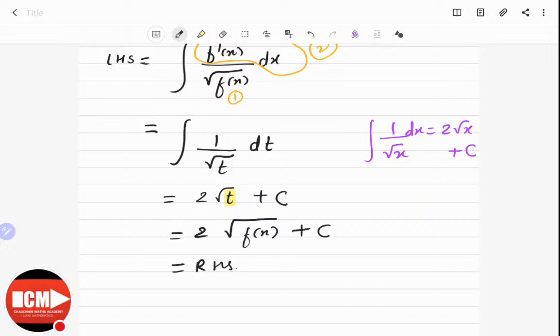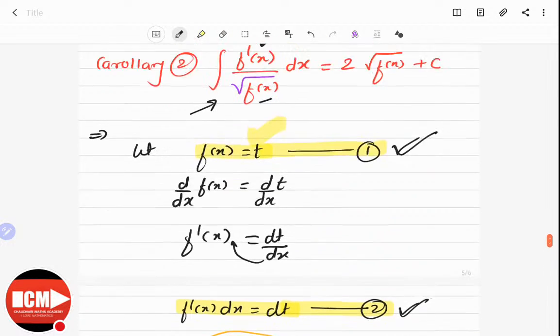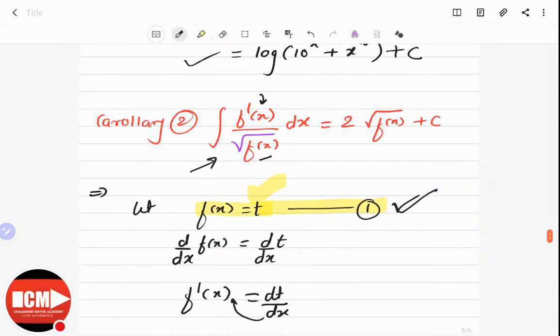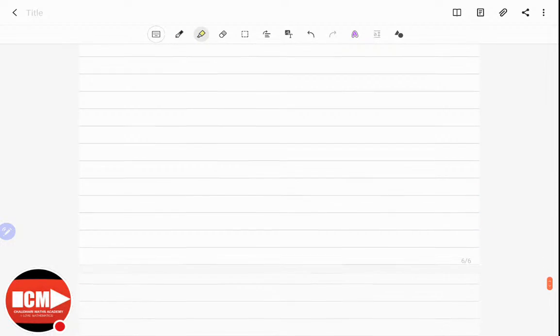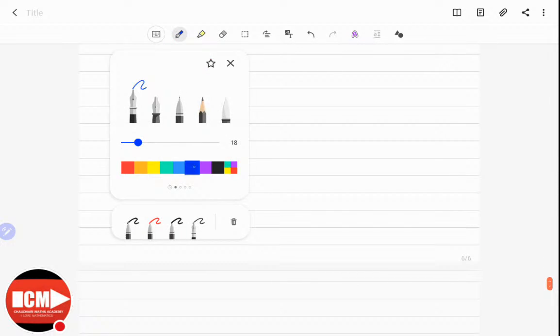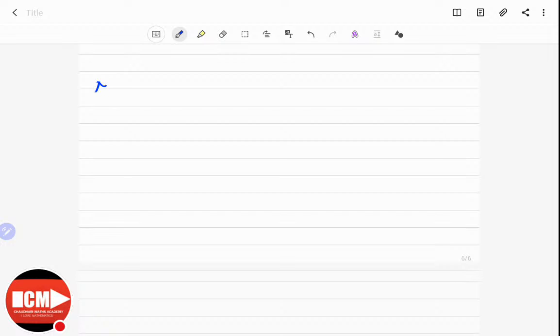So always remember, at the end of the substitution, make sure that you replace the value of t. If you substitute this value of t as f of x, this is 2 times under root f of x, which is equal to the right hand side of the corollary. So please try to observe this corollary carefully. The function is present in the denominator, but it is with the square root, and its derivative is present in the numerator, and the final answer is twice of under root f of x. So this is the corollary. Here I am writing this corollary for you one more time. So please note it down.